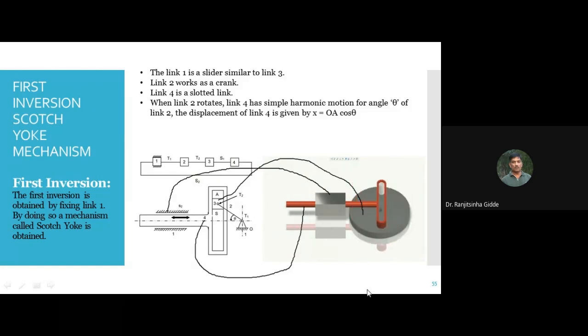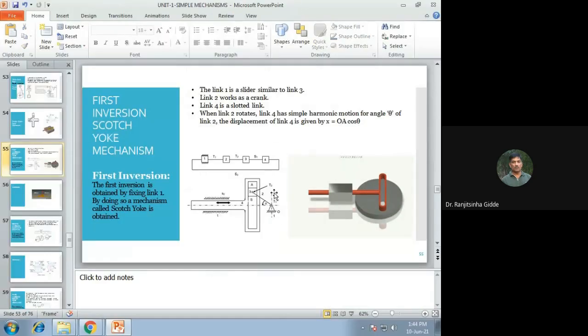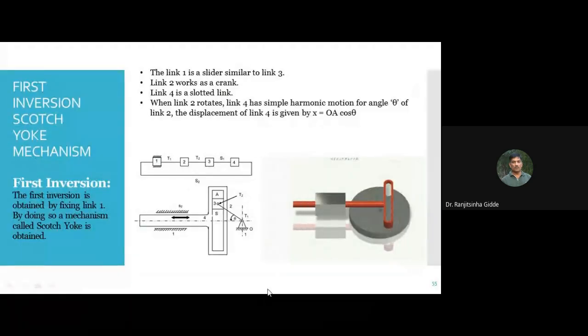Now check. Have you understood, Swapnil? Have you understood? Zadav?